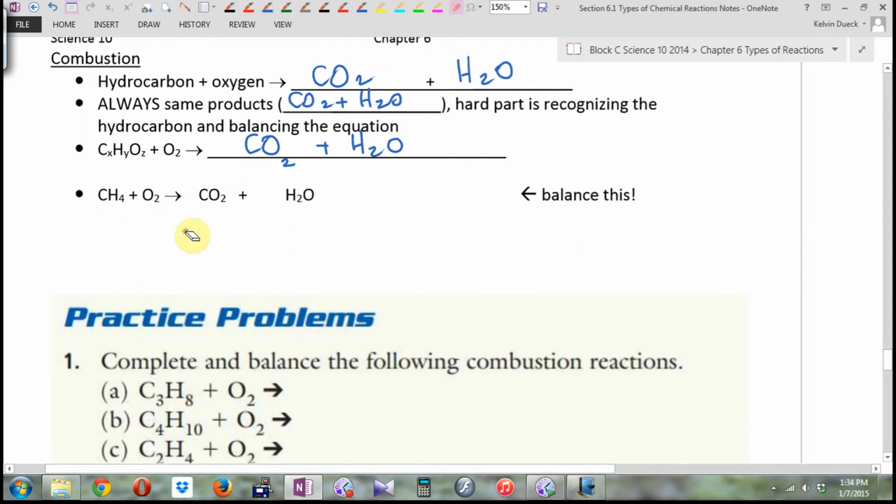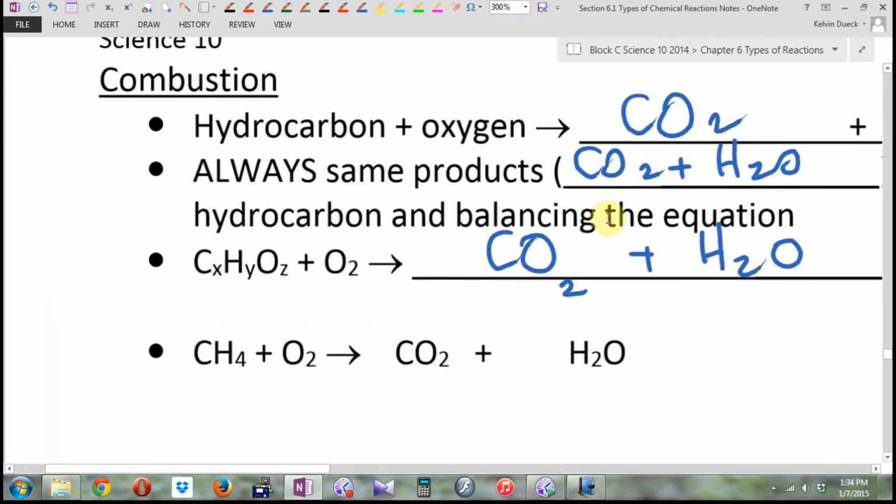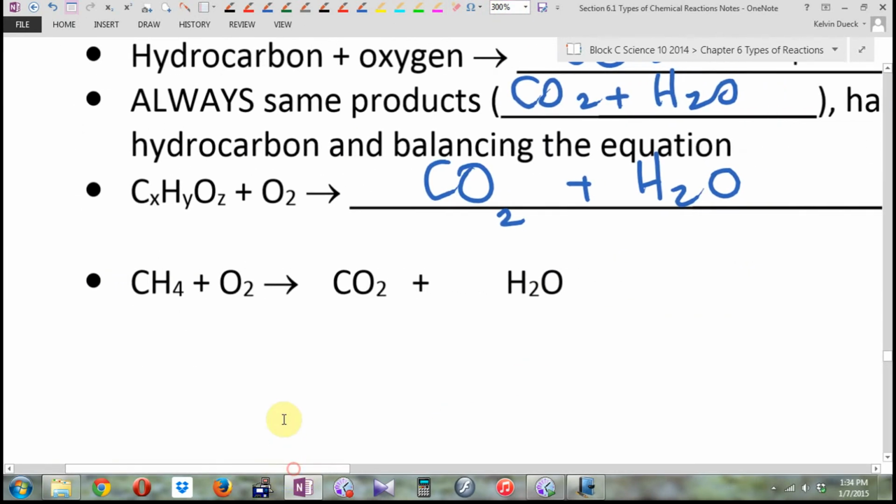Now, those of you that were away last day, what we're going to try and start to do in our notes is see if we can balance these without doing the full list of everything. On a test, I still use the list approach, but it's nice if I can get faster at this. So let me zoom in, and let's see if we can balance this.